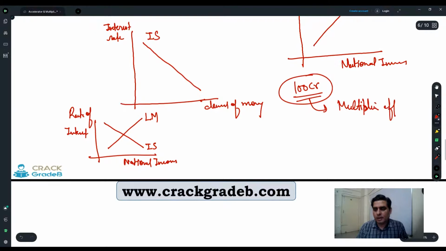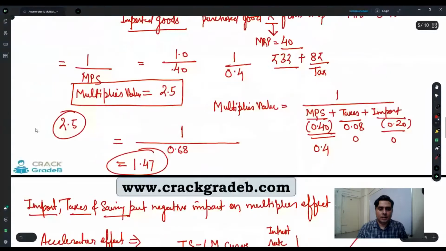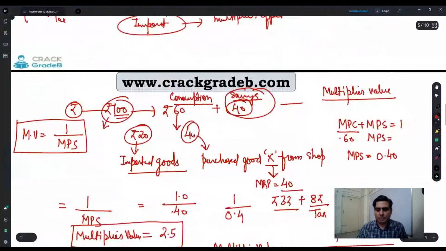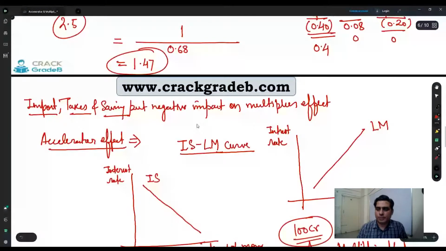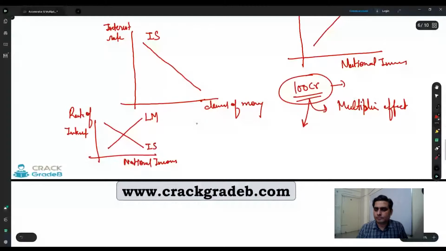Now, this 100 crore spending, we want to see that, suppose this builder, I have given the example of this builder, the 100 crore rupees is going to be spent by the government on construction of road.